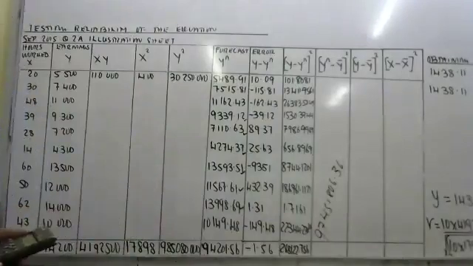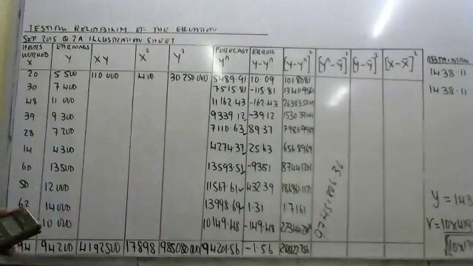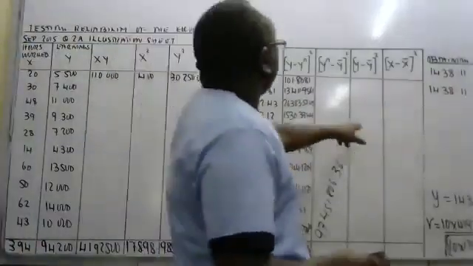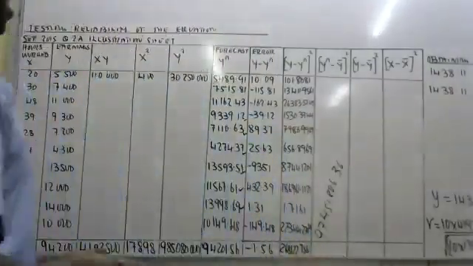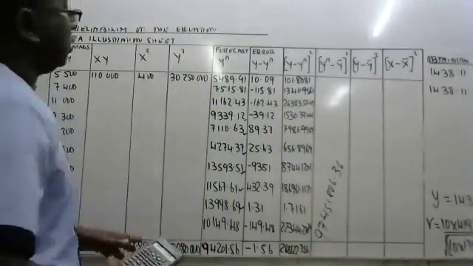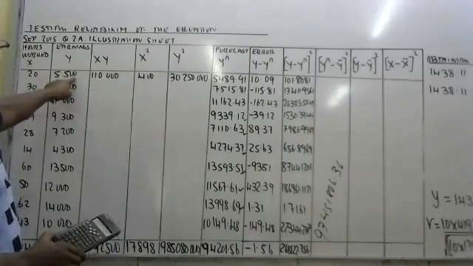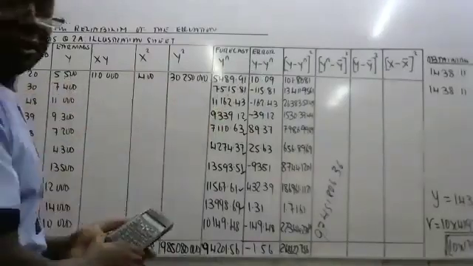That is the total. Have you gotten that? Okay, then I come to this one, y minus y bar. Hata hiyo nitafanyia yote kwa calc. Tunachukua sasa hii y, una subtract your 9420, whatever.